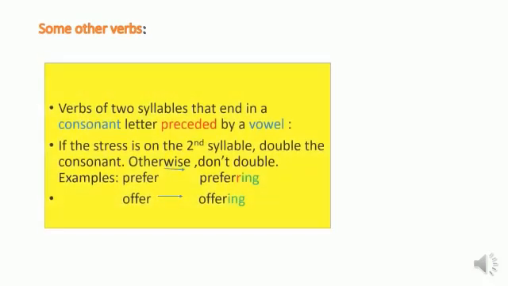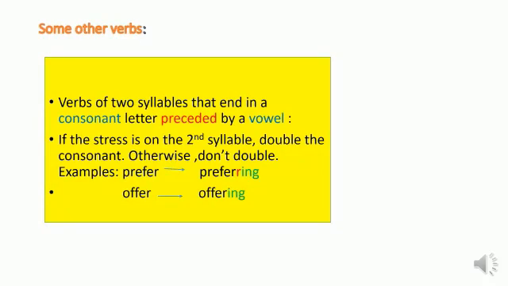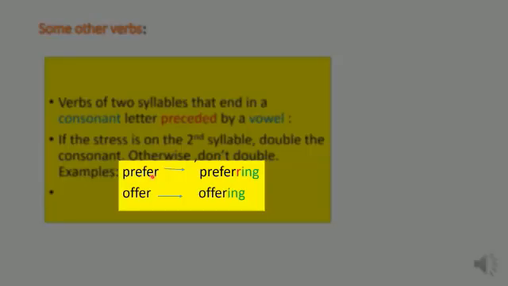Some other verbs. Verbs of two syllables that end in a consonant letter and are preceded by a vowel. Here, if the stress is on the second syllable, we have to double the consonant. Otherwise, don't double. For example, look at these two verbs. We have the verb prefer. Here, the stress is on the second syllable, so we have to double the consonant and then add ing. Another verb is offer. Here the stress is not on the second syllable, it is on the first syllable, so don't double.